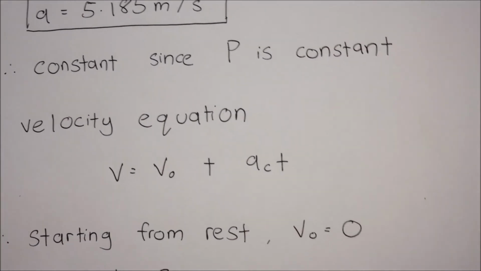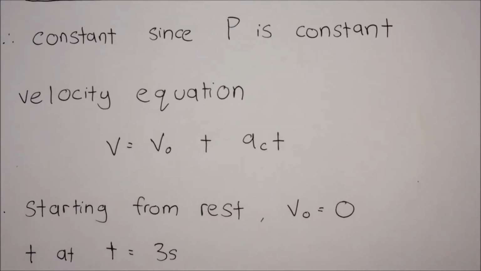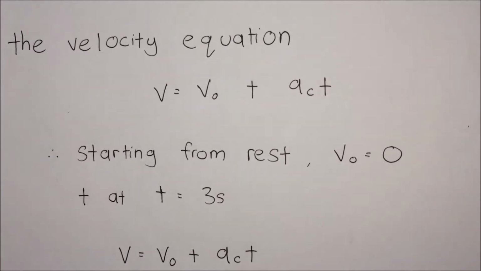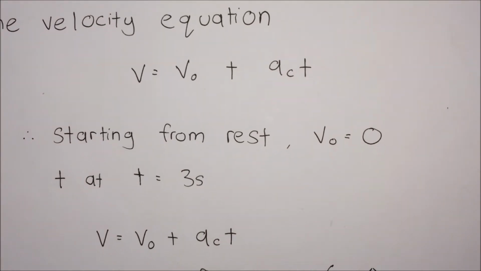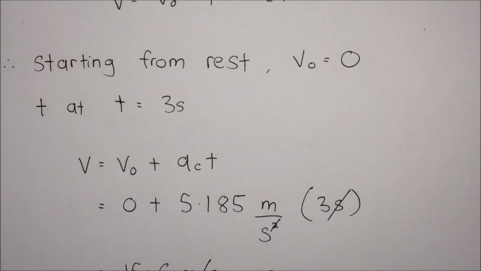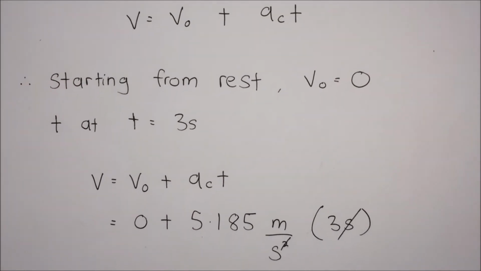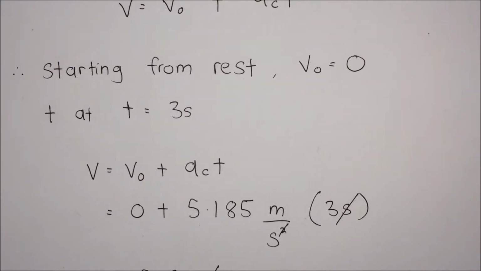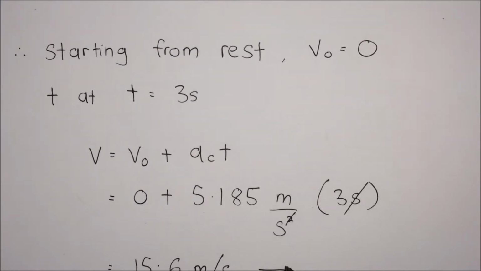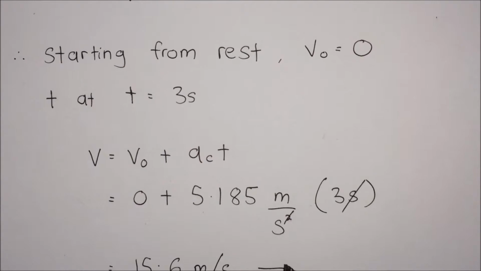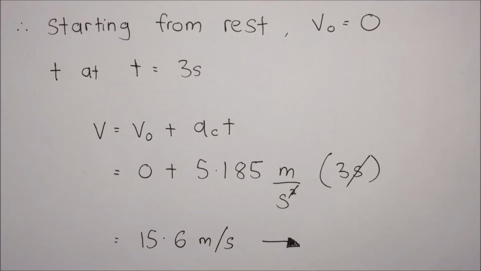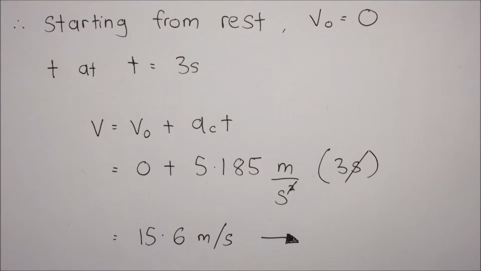So we already know that the crate starts from rest, so v naught equals 0, and t equals 3 seconds, since question 1 asks for the velocity of the crate after 3 seconds from rest. We will input the equation with 0 as v naught, plus a, the acceleration equal to 5.185, and t is 3 seconds. And do not forget about the unit. And lastly, the answer is 15.6 meter per second in the positive x direction.